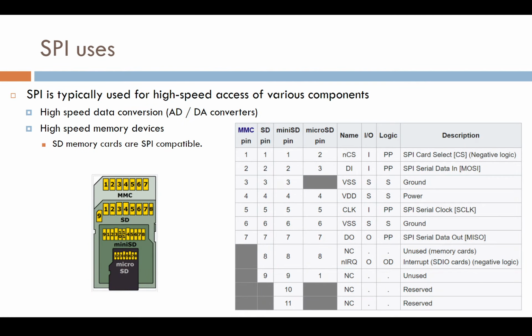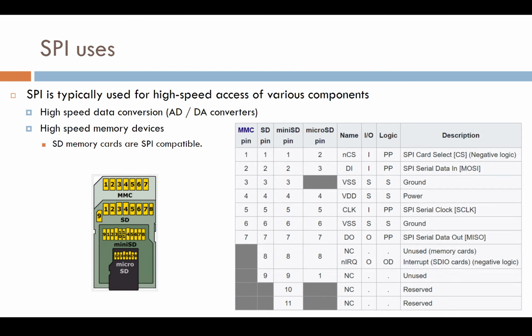Where they use SPI. How about SD memory cards? They are SPI compatible with 3.3 volt voltage levels. And actually, there are several different sizes. There's a micro, mini, normal. Then this, what is MMC? It's the memory card something.